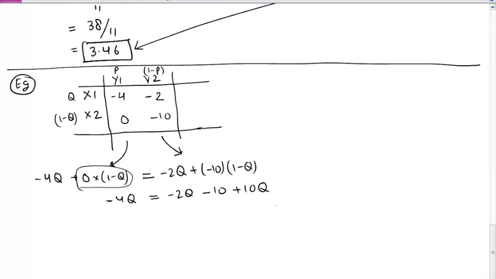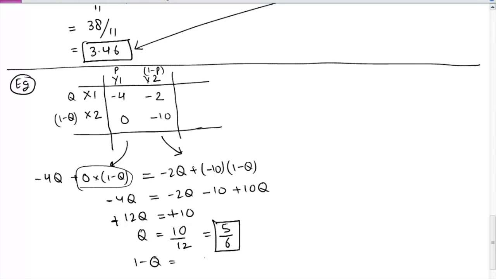If you bring all the q's on the other side, you will end up with negative 12q and negative 10, but negative and negative become positive. So q equals 10 by 12, which is the same as 5 by 6. So 1 minus q obviously will be 1 by 6.